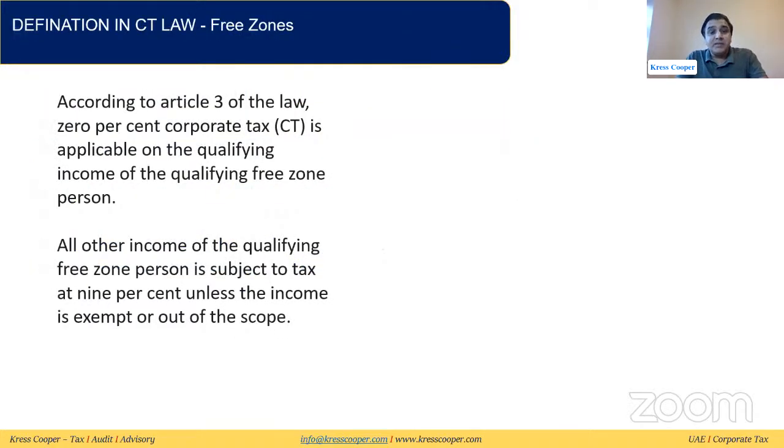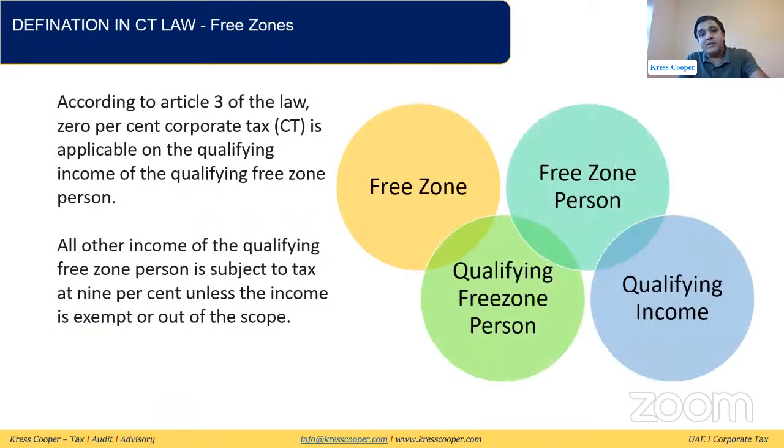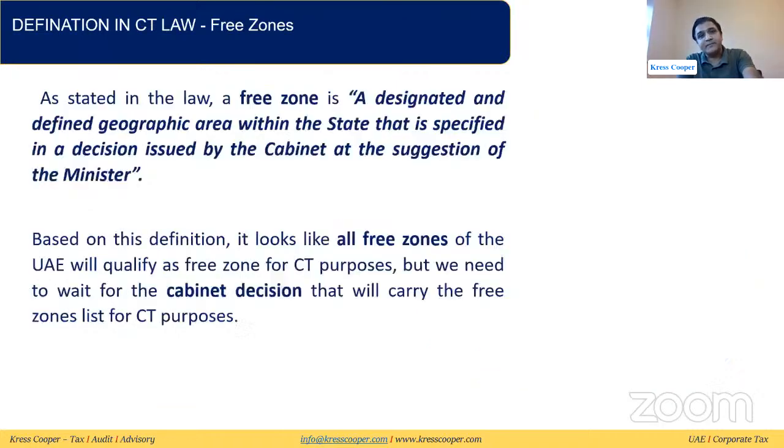As I discussed, based upon this Article 3, four things are very important. First of all, what is a free zone? Second, the free zone person. Third, the qualifying free zone person, and fourth, qualifying income. If all these four conditions are fulfilled, income will be subject to tax at 0%, otherwise it will be subject to tax at 9%. Now we will go through all these four things one by one.